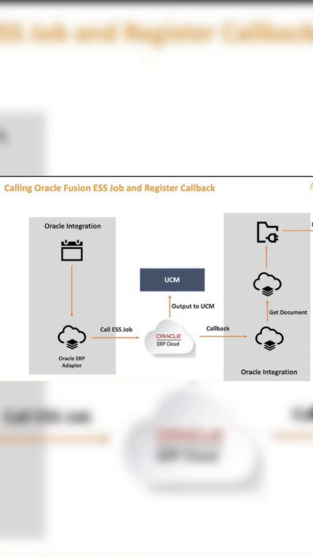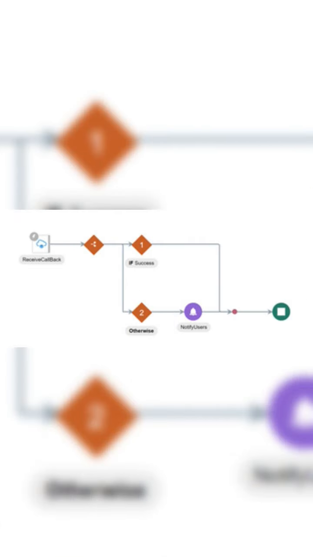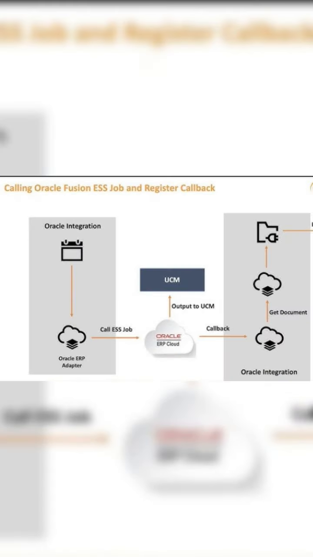During the outbound request to the external system, include the callback URL so the system knows where to send the response. Handle the callback response. Define the logic in the integration to process the response received via the callback URL.